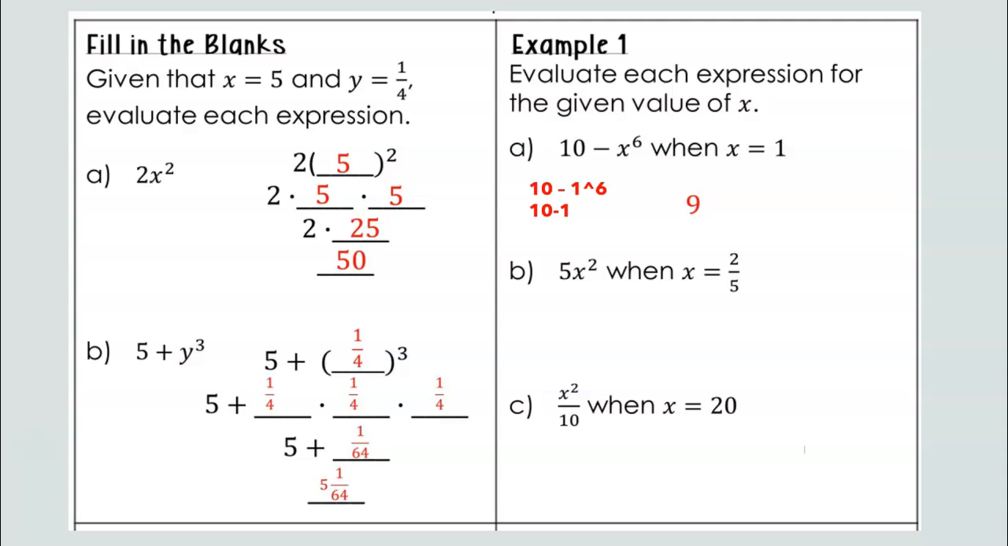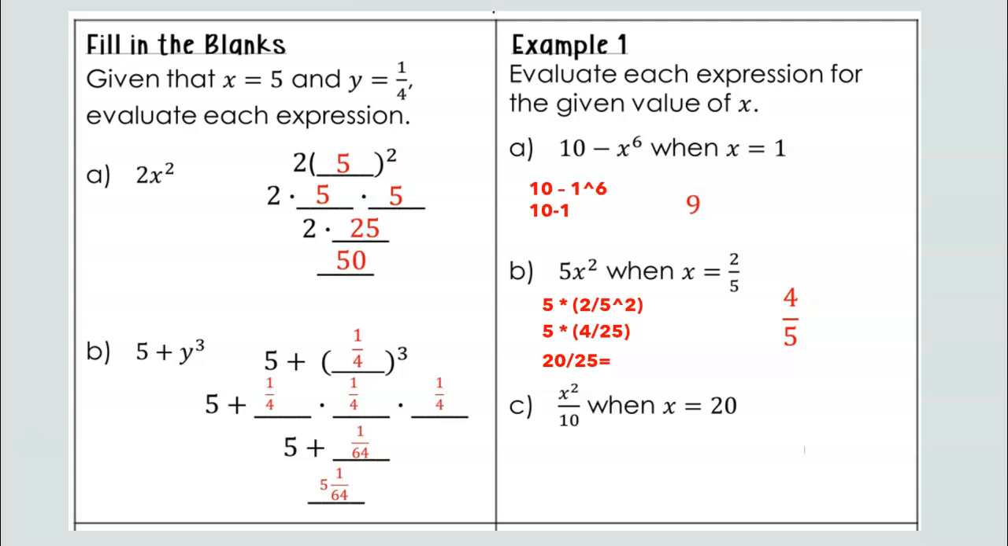5x squared, and this time x equals 2/5. So we're switching x for 2/5. That gives us 5 times 2/5. Remember that little insert key is how you can write an exponent when you're typing on the keyboard. 2. So we're taking 2/5 times 2/5, which gives us 4/25. 4/25 times 5 equals 20/25, which equals, when you reduce it by 5, 4/5.